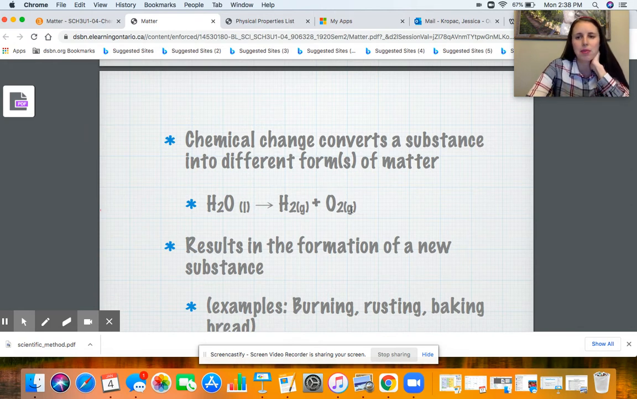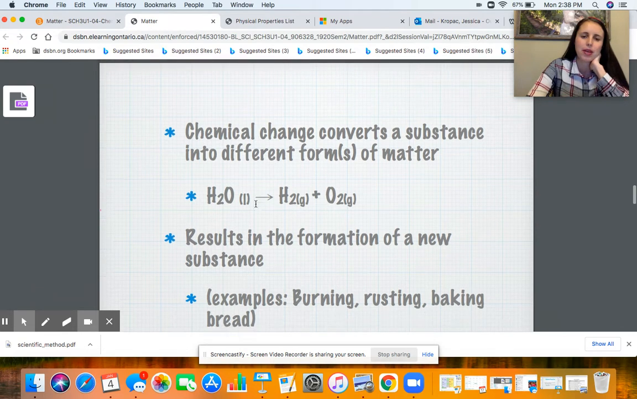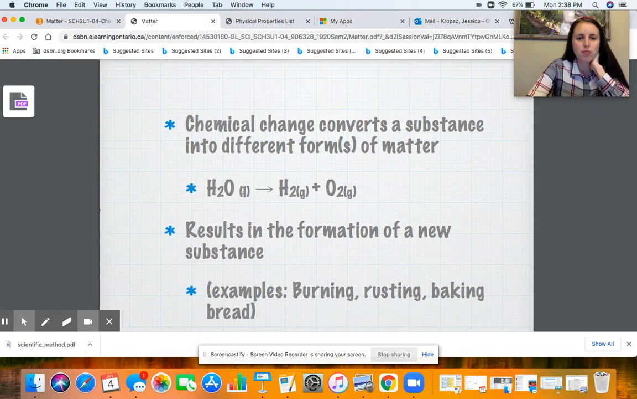So depending on how many reactants you have and how many products you have, it's going to convert it into different form or forms of matter. For example, a chemical change might be the electrolysis of water. If you take liquid water and you run a bit of electricity through it, you're going to see it's actually going to separate out into hydrogen gas and oxygen gas.